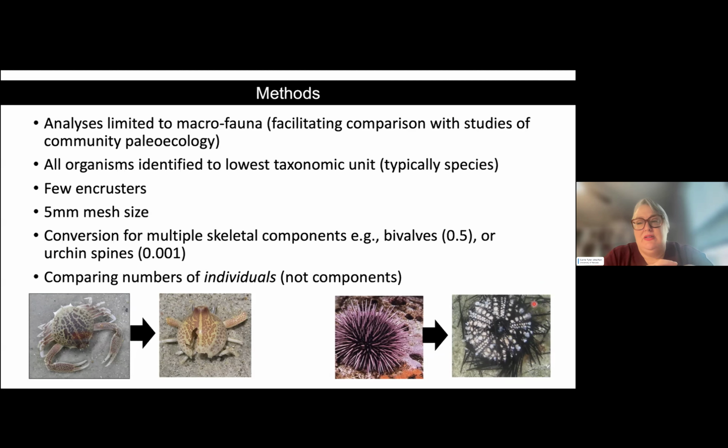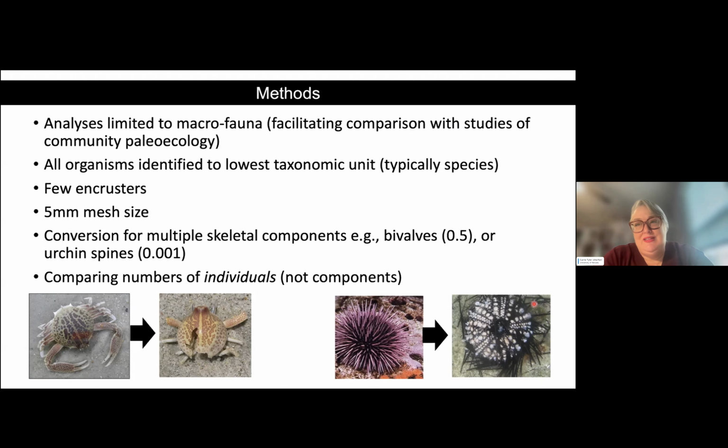Almost all of the taxa are identified to species. There were a few encrusters, and we excluded them from the data set because it's difficult to consistently identify those. We used a 5mm mesh for the death assemblage, again to make this comparable to what we would pick out with the naked eye on the boat, so that we're comparing apples to apples with our live survey and our death assemblage. We also converted the number of skeletal components to number of individuals, so everything I'm showing you here is based on number of individuals in the death assemblage.